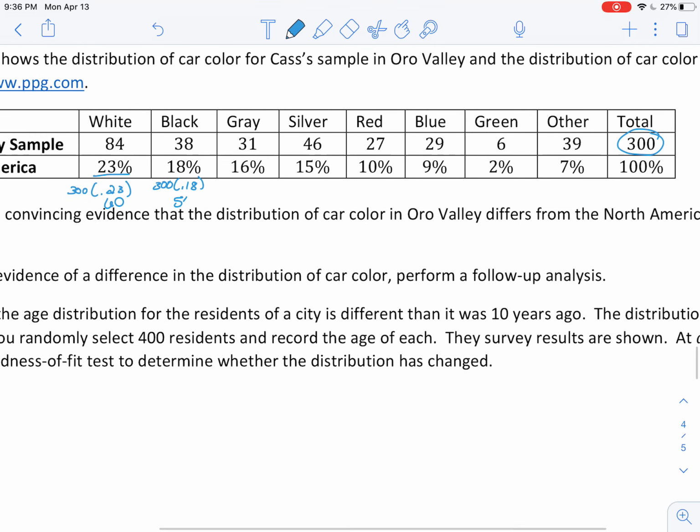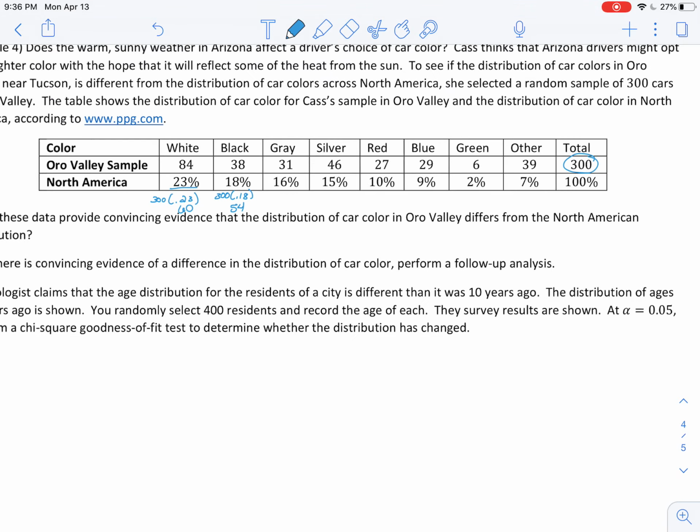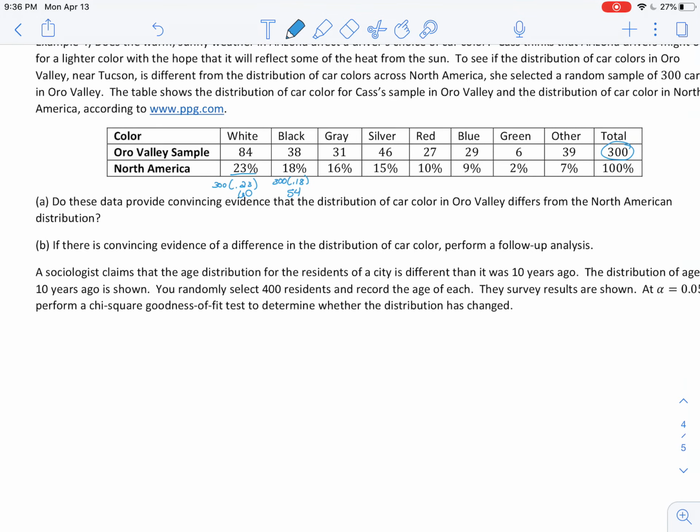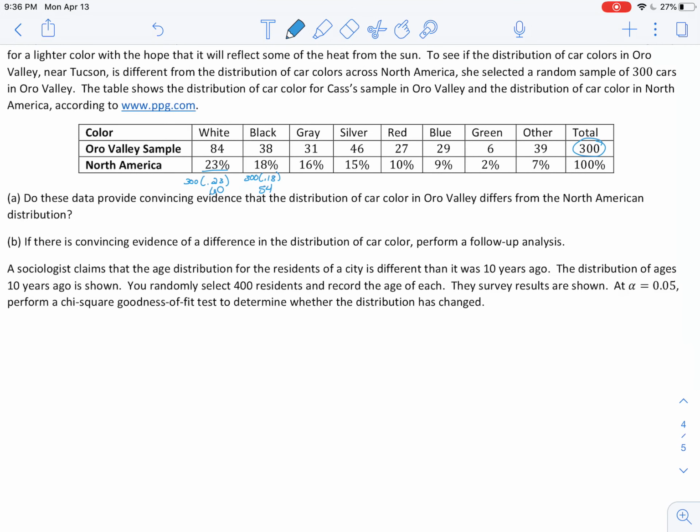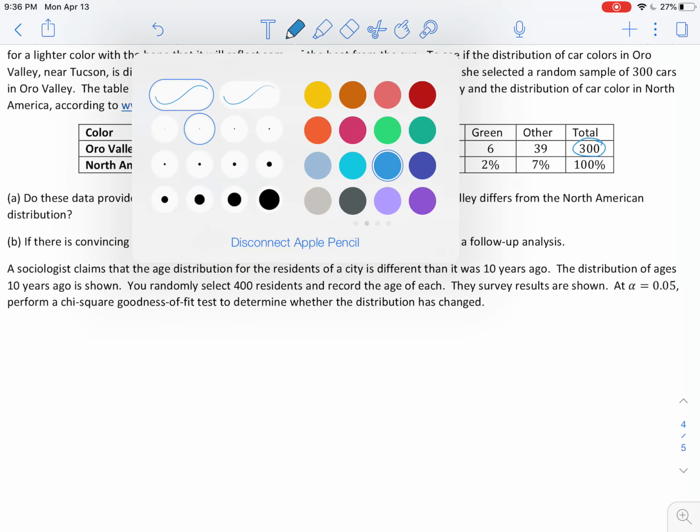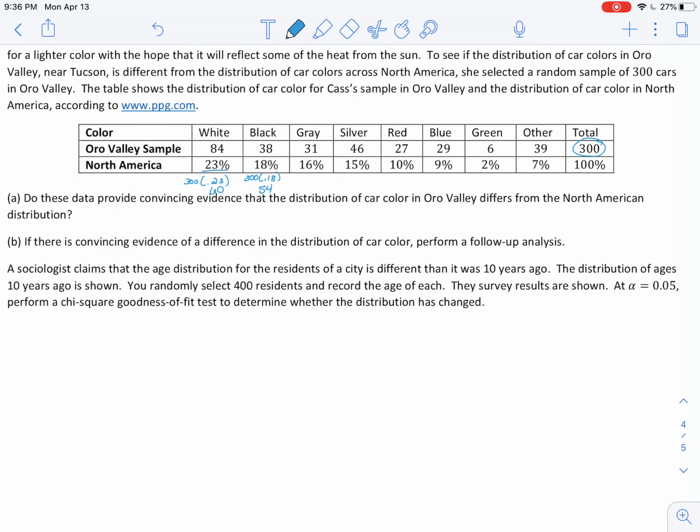If it is true that it truly is the same as North America, I would expect 18% of 300 to be black cars, which is 54 cars. We had 38. So already I'm seeing some evidence that it is not the same as what it is for North America. You should be testing to see if we have convincing evidence that it's the same or not the same as the distribution that it is for all of North America.